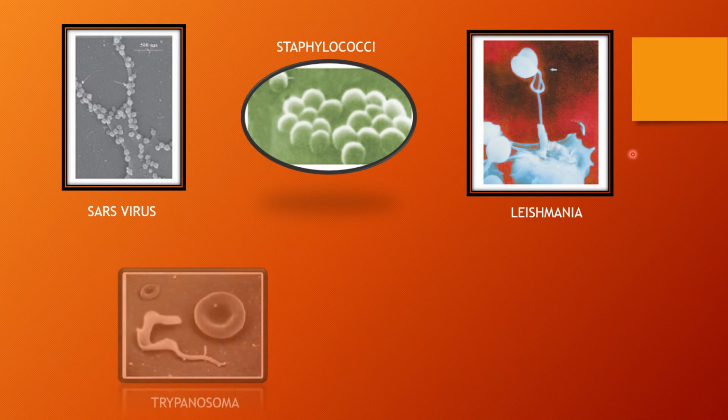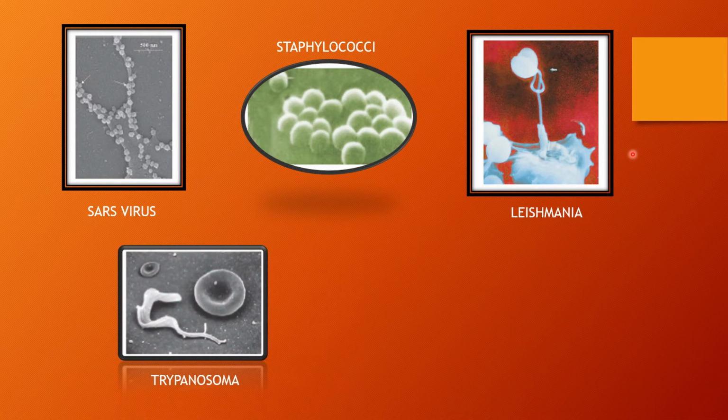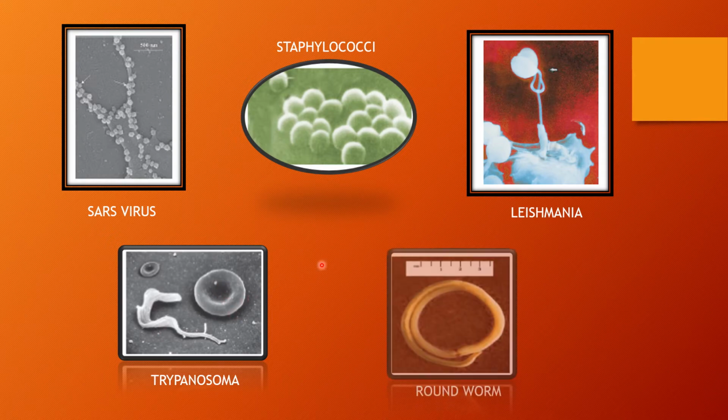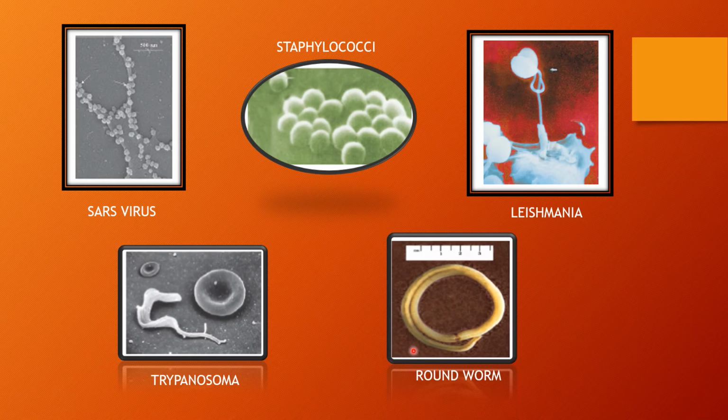Here is a picture of trypanosoma, the protozoan organism which is responsible for sleeping sickness. The organism is lying next to a saucer-shaped red blood cell to give an idea of the scale. Let's look at the picture of an adult roundworm from the small intestine. The ruler next to it shows 4 centimeters to give us an idea of the scale.